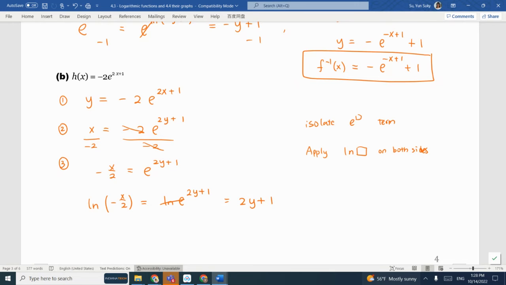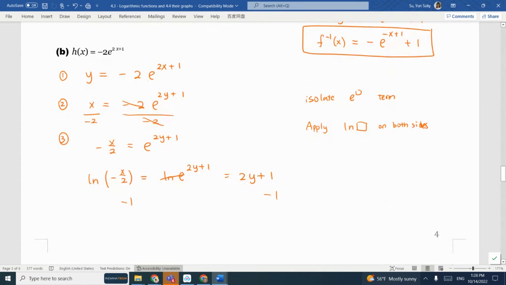What do we do next? Subtract 1 on both sides. So subtract 1, we get ln of negative x over 2, subtract 1, equals 2y. By the way, the location of the parentheses is very important. So this parenthesis right here. Don't put the parenthesis here because it will be wrong. So be careful, the parentheses stay here. Don't put it here.